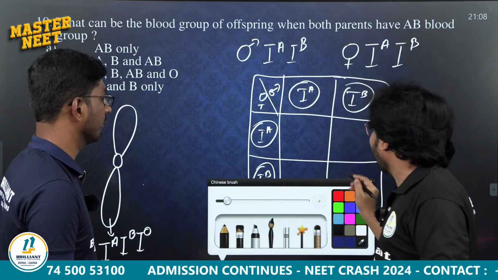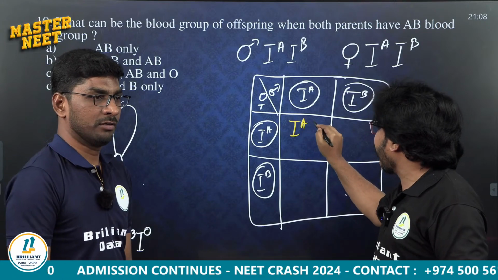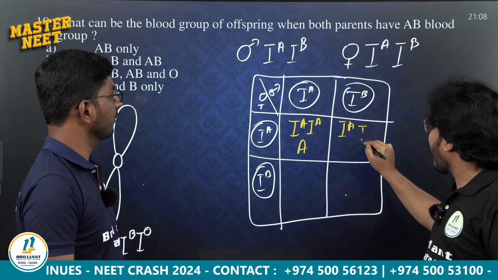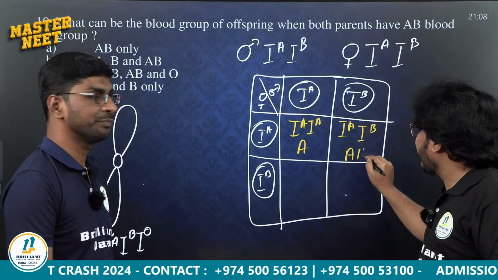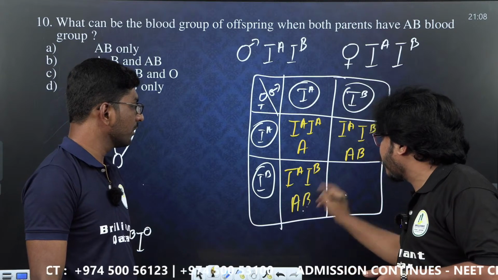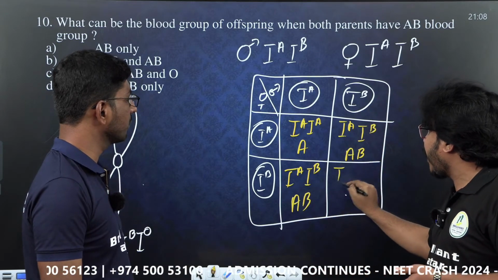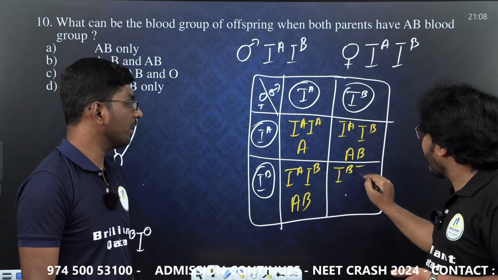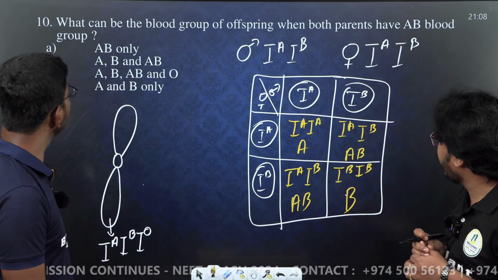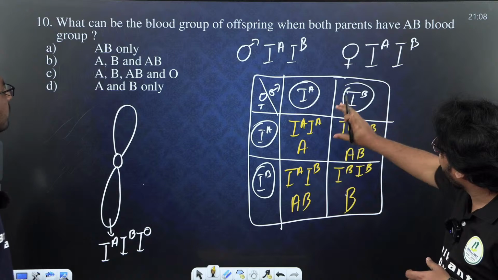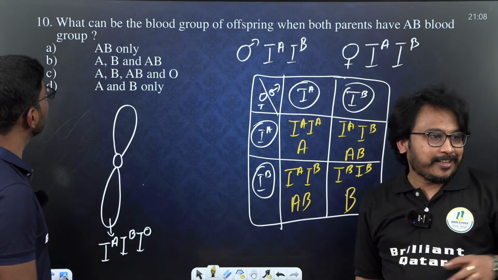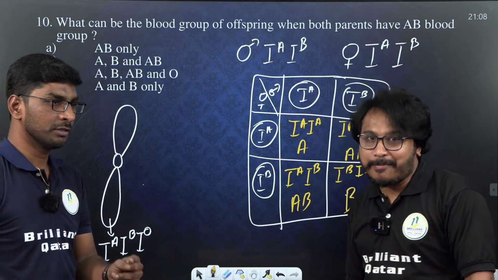So you know that already the four blood groups are available. IA IA, that will be A blood group, 25%. IA IB, that will be AB blood group. IA IB, that also will be AB blood group. So 50%, 2 out of 4, is AB blood group. And IB IB, 25% will be B blood group. So here you can see they are having A, AB and B. So what is the answer? A, AB and B. I think many of them have already commented the answer.